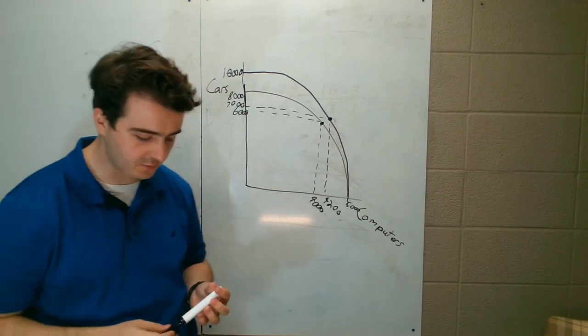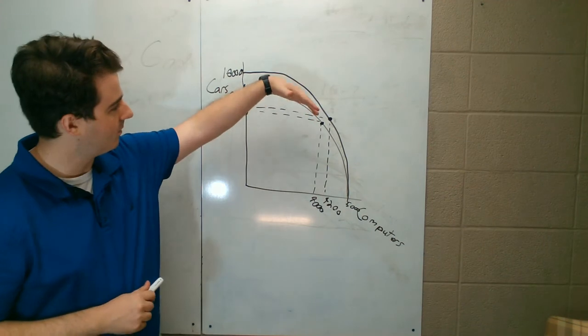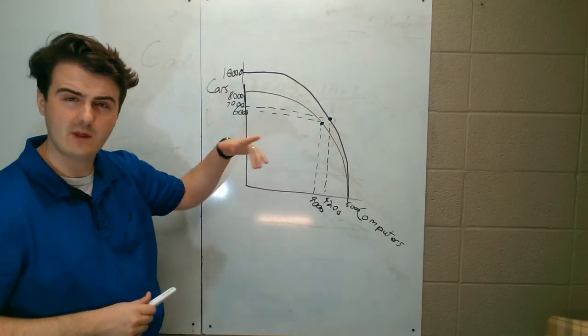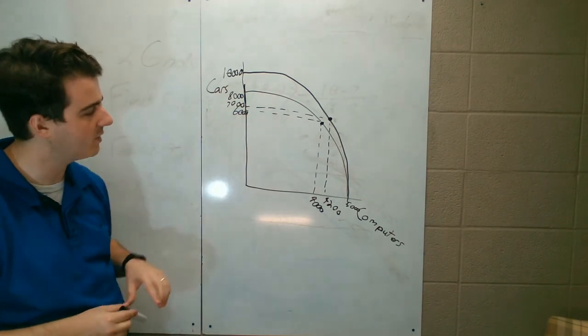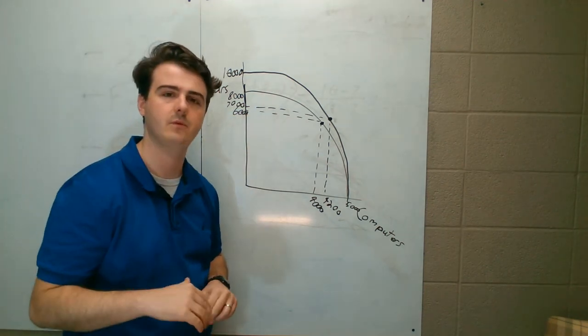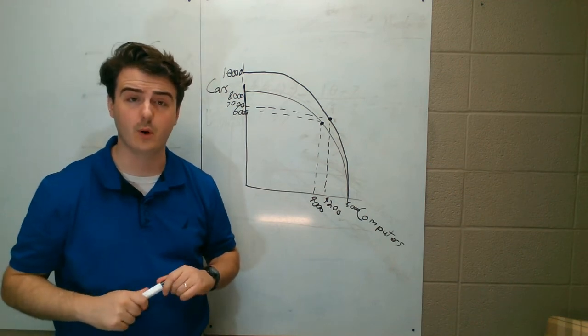Can you think of a possible reason why this curve might shrink? Go ahead and think about it for a second. Why might this curve shrink? Why might we be able to produce less? Well, I think a tragic example would be war, right?